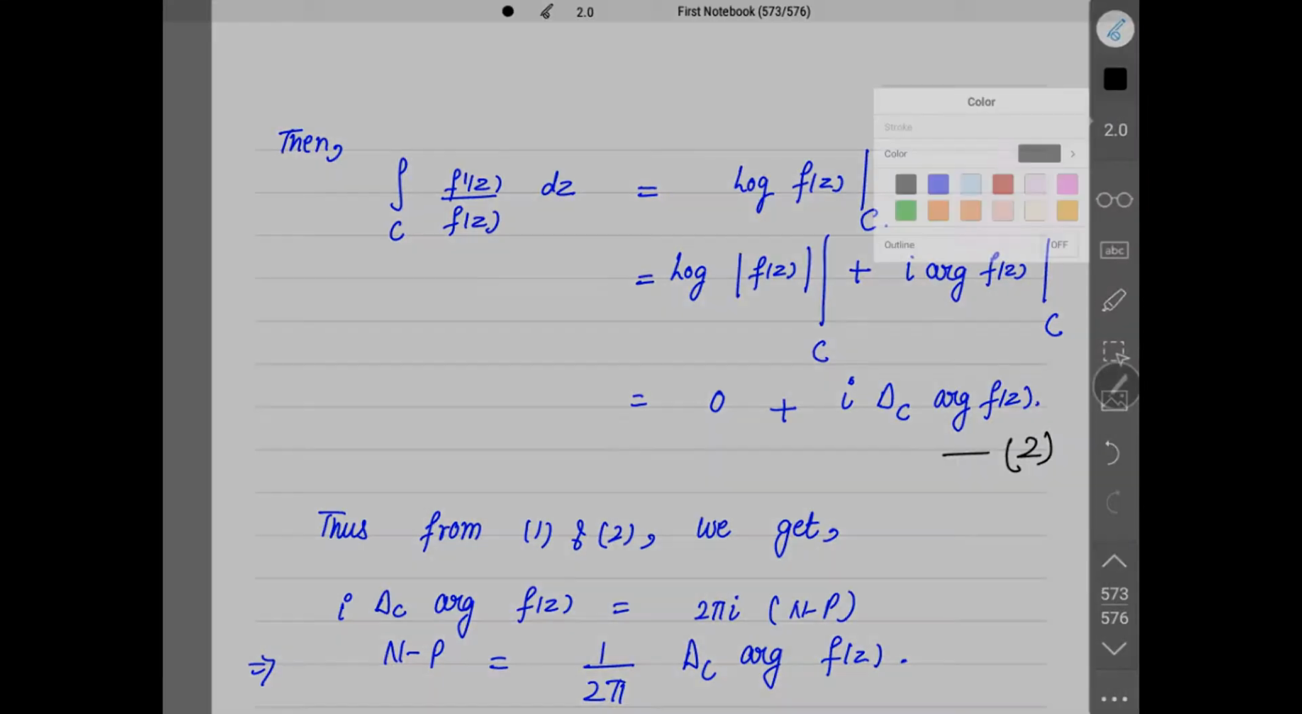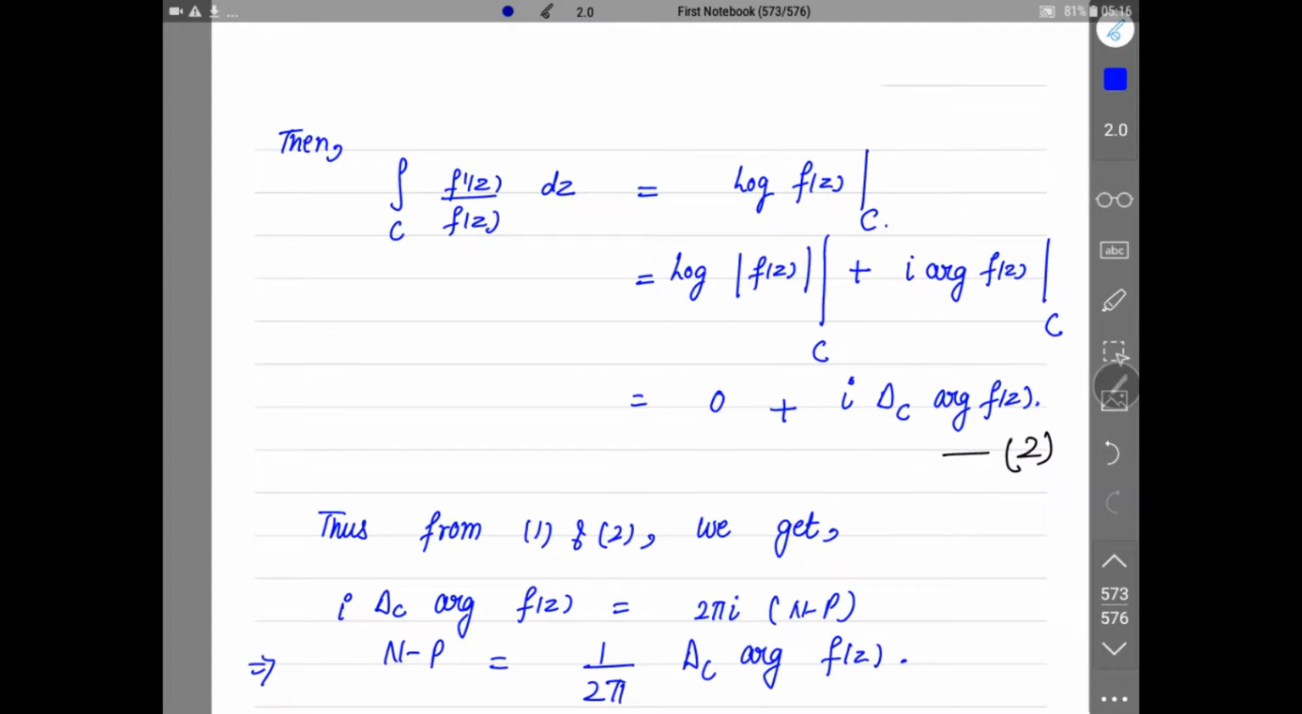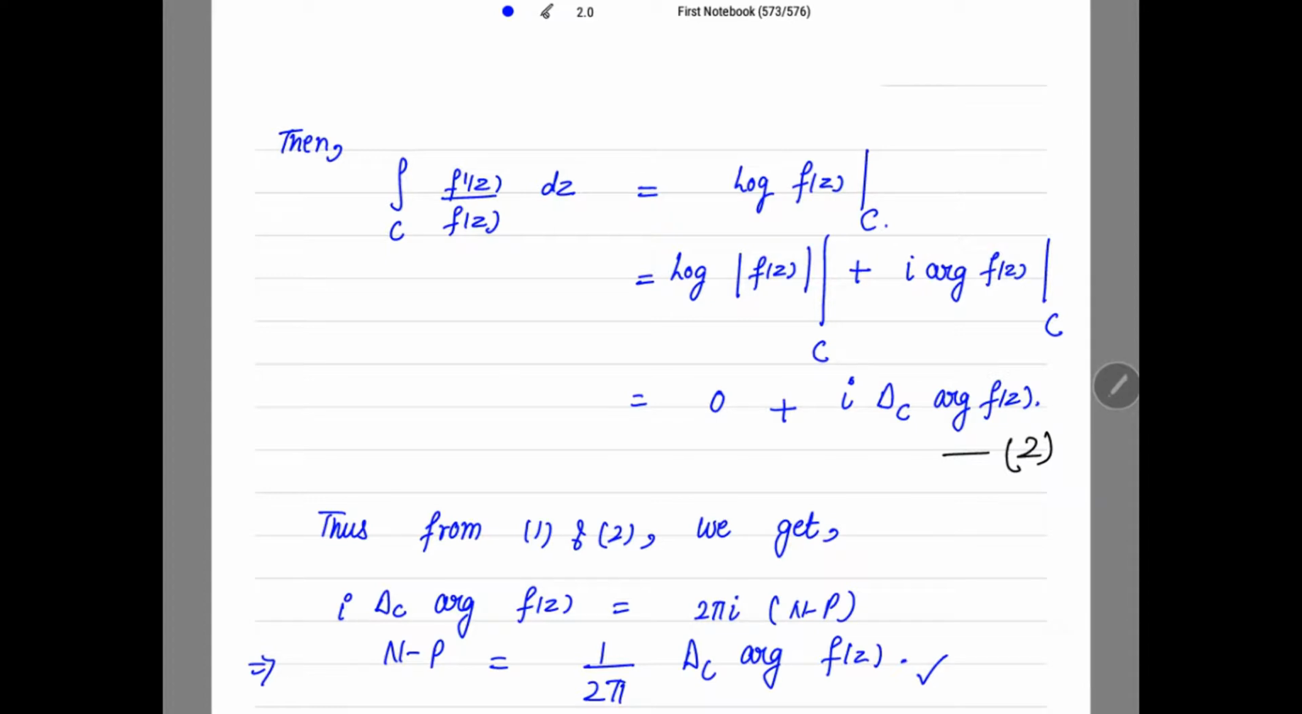And thus we say that from 1 and 2 we get i Δc argument f(z) is equal to 2π i (n − p). Just cancel i and i and you will get n − p as 1 over 2π Δc argument f(z). This is your argument principle, that is the number of zeros minus the number of poles is equal to 1 over 2π Δc argument f(z), where Δc argument is the variation of argument of f(z).